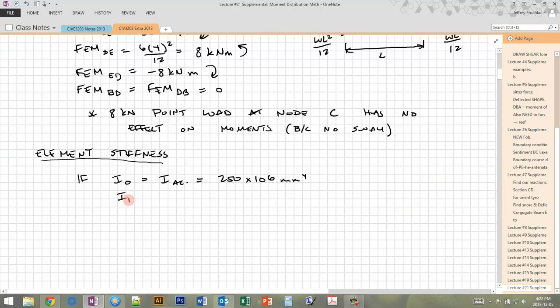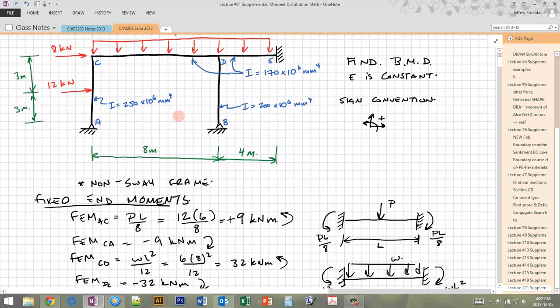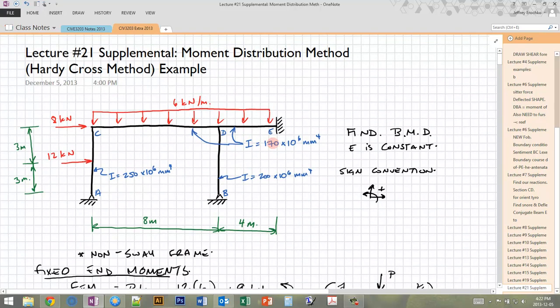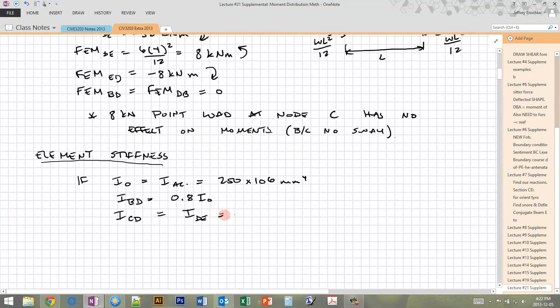Then IBC is equal to 0.8 I naught. Sorry, BD is this one here, which is 200. So it's 200 over 250. This one is 0.8, or 80% of this one. Sorry, this is a mistake here. BD is 0.8 I naught. And likewise, ICD equals IDE, because those two have the same I, 170, which is going to be equal to 0.68 I naught. So we're going to need these values when we're determining the stiffnesses.